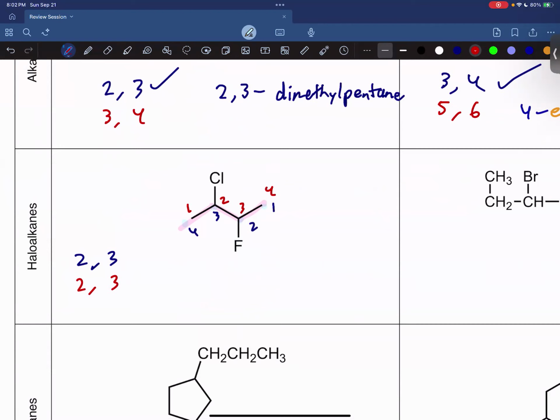Yes. So we don't actually have numbering priority here. We have to do it differently. What priority are we going to give it? Yes. Yep, exactly. You guys got it.